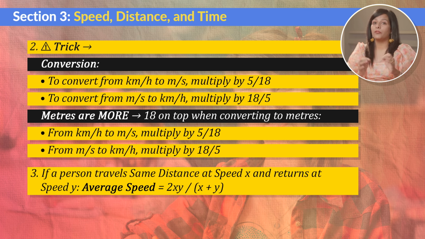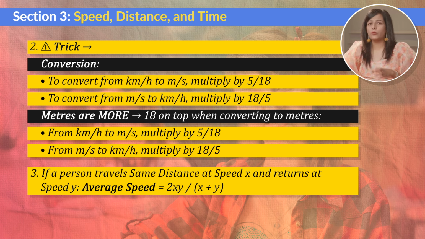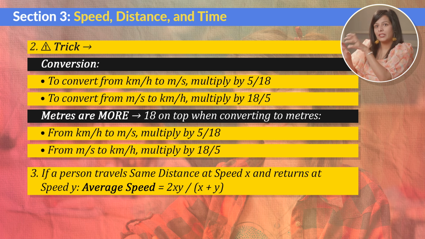Next, we come to one of the most frequently asked concepts, average speed. If a person travels the same distance at two different speeds, x and y, then average speed is 2xy divided by x plus y. There are many different ways these formulas are tested in the UGC NET exam. So, don't just memorize them. Make sure you go through previous year questions to understand the patterns and variations in how these questions are asked. That's the real key to mastering them.